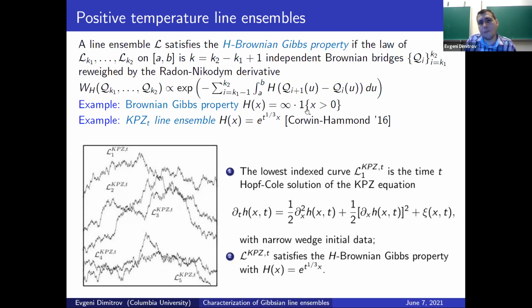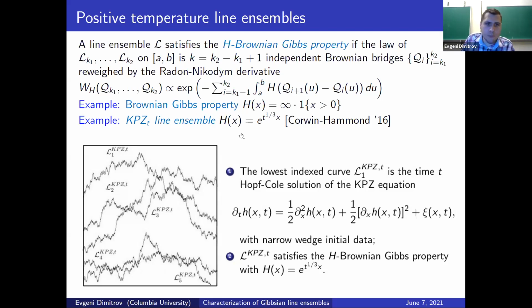On the other hand, if the differences are always less than or equal to 0, meaning that the curves are ordered, then your Radon-Nikodym derivative is going to be e to the minus 0. So that's a 1. So the effect of reweighing by this Radon-Nikodym derivative is that it kills the weight of all path configurations that go out of order, and it leaves invariant the weights of path configurations that keep their order. So that's exactly the Brownian Gibbs property, basically getting uniform measure on ordered paths.